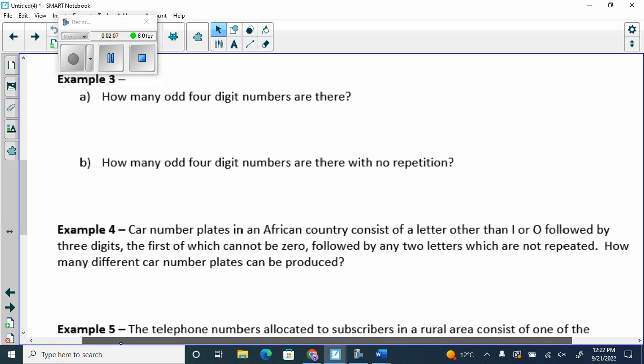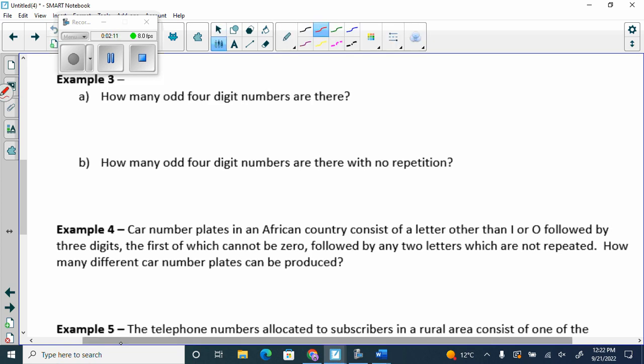We agree? So when it says here how many odd 4-digit numbers there are, what are we saying? The last digit has to be an odd number. We agree? And 4 digits means how many numbers are there? There's 4. So I have 1 blank for the first digit, 2nd digit, 3rd digit, 4th digit. And then because it has to be odd, this has to be 1, 3, 5, 7, or 9.